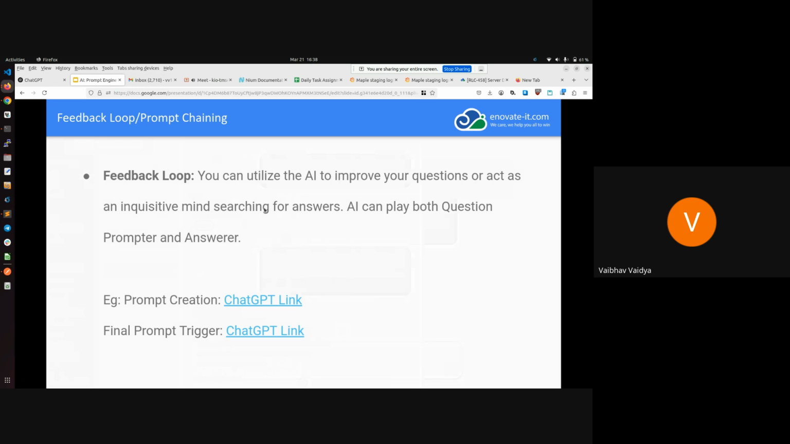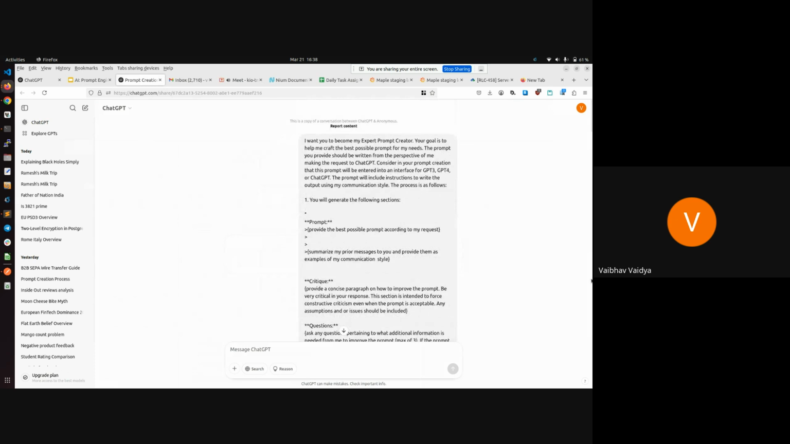It is also alternatively known as a feedback loop. Let's take a very simple example. Here I'm asking AI to become both the answerer and the person who is raising the questions. I have these texts available in the slides also, but basically what I ask is, become an expert prompt creator. I will have you generate particular sections. Then, what should your prompt be? Provide a critic: whatever prompt you have raised, is there anything missing?